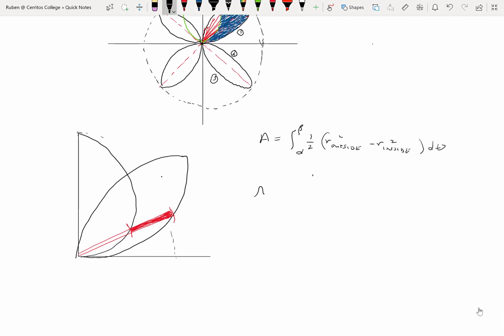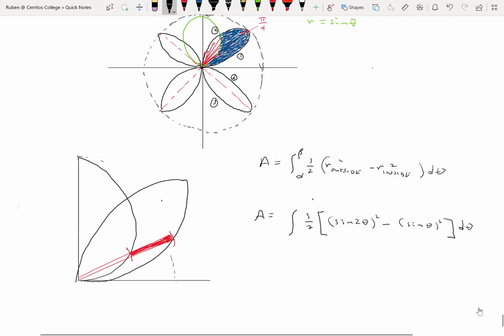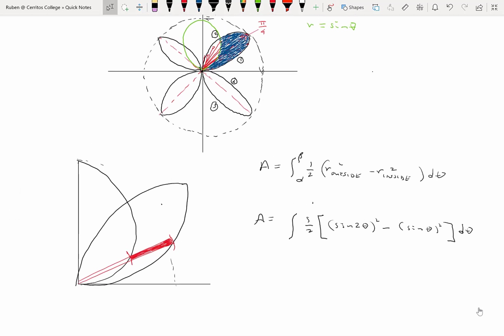So the area then is the integral of 1/2. r on the outside is the rose. The rose is sine of 2 theta, squared, minus r on the inside squared. The inside is the circle, r equals sine of theta, squared. Integrating that with respect to theta as theta varies to produce the blue common region.